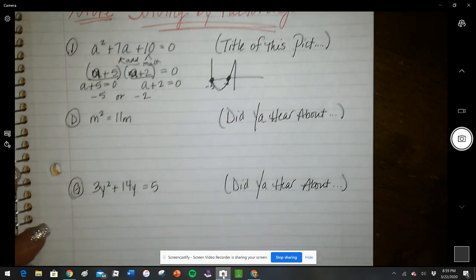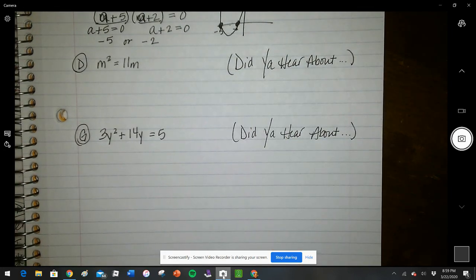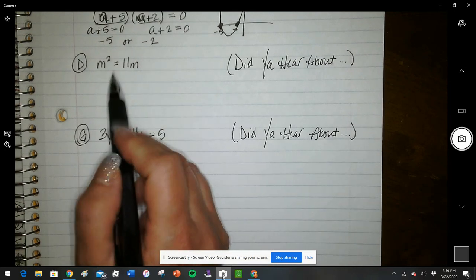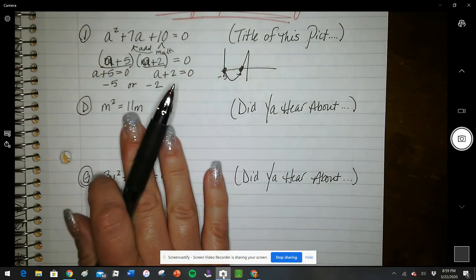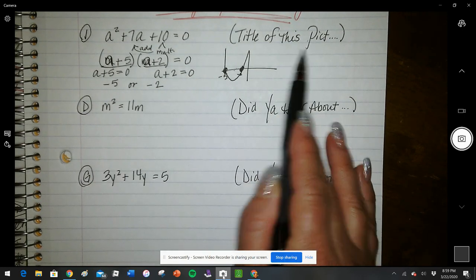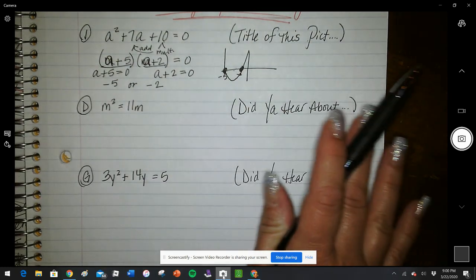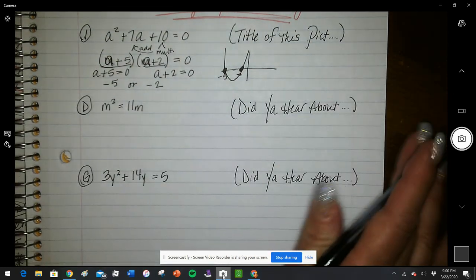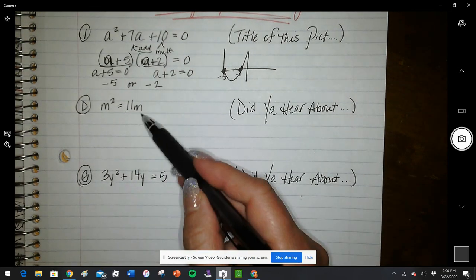The other two questions that I want to do are from the other paper because they are a little bit on the weird side and again, a little bit crazier than before. So what you have to do for these, if you look at this first worksheet with the title of this picture, everything is equal to 0. Even on the first one that we did and looked at together, everything was equal to 0. But when you look at the Did You Hear About page, none of them are equal to 0.